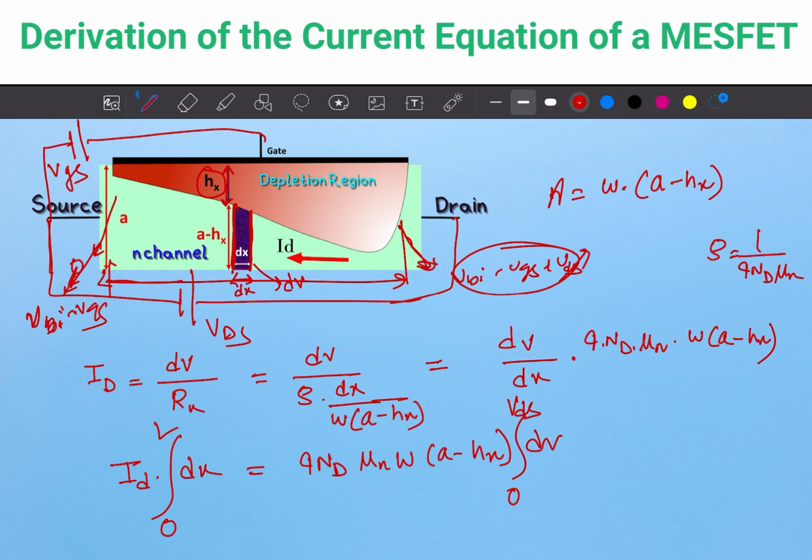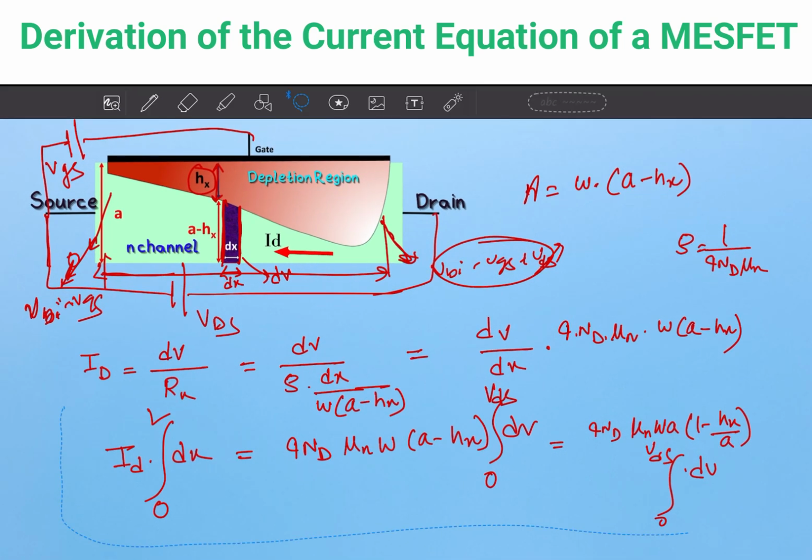Now, what do we need to do? We need to take the common a. So from here we can write down q Nd μn W a (1 − h(x)/a) dV, from 0 to VDS.